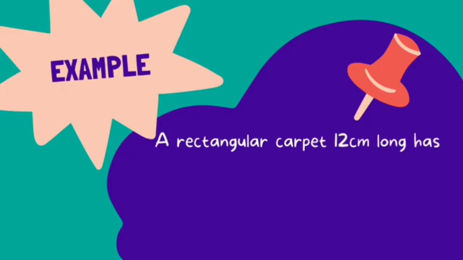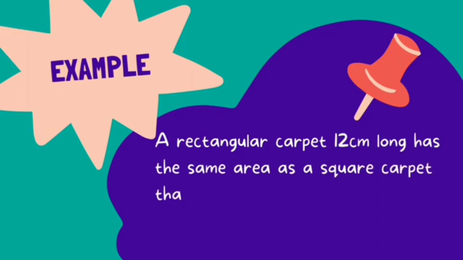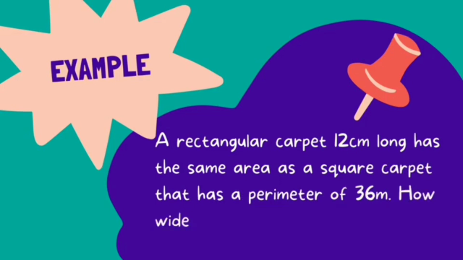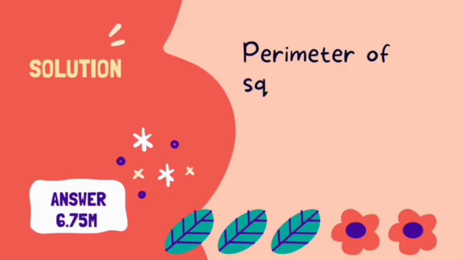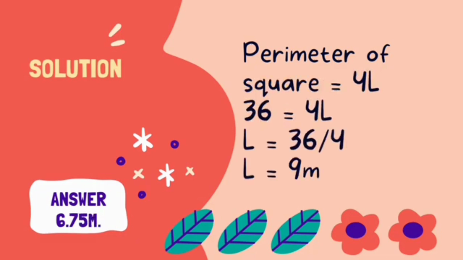Let's see our first example. A rectangular carpet 12 meters long has the same area as a square carpet that has a perimeter of 36 meters. How wide is the rectangular carpet? From the solution, since the square has 4 equal sides, the perimeter of a square is 4 times the length. That means that 36 meters is equal to 4L. This means the length of the square is 36 divided by 4, which is equal to 9 meters.